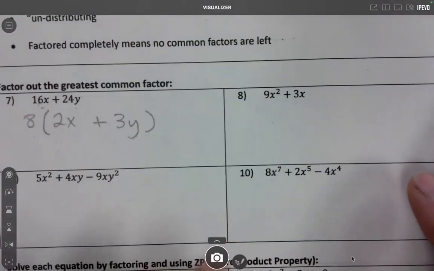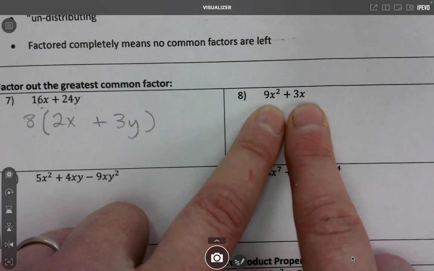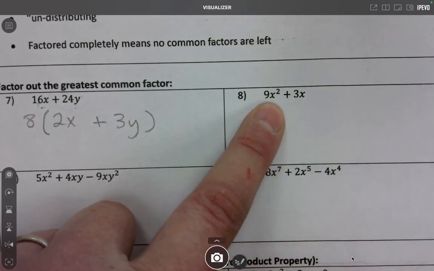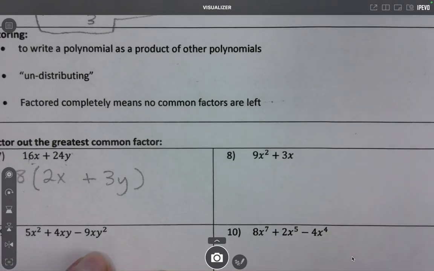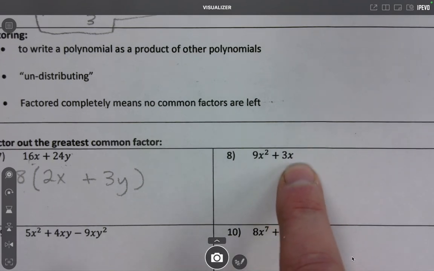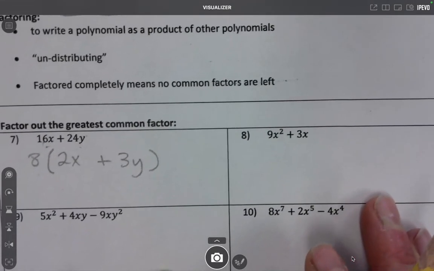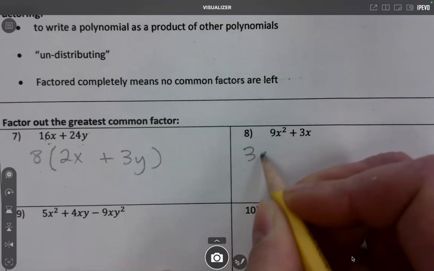And all of this is just getting us more comfortable working with polynomials. So on the next one, both of my terms have an x, and my lowest power is x. You can always factor out the lowest power of something. So if everything has an x and the lowest power is x squared, you could factor out an x squared. In our case, our lowest power is that first power. But I can also divide 3 into both 9 and 3. So we're going to be factoring out a 3x.